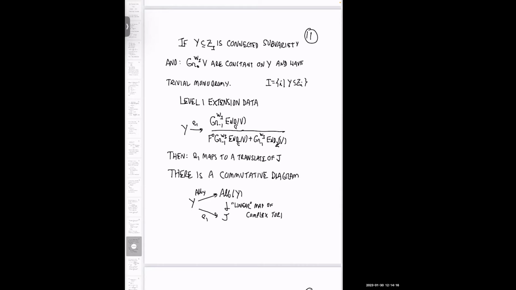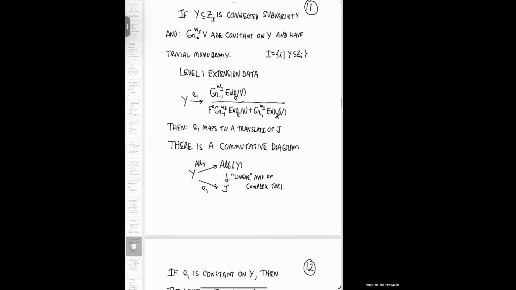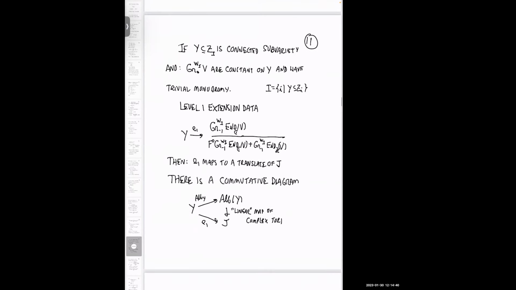And there's a commutative diagram that extends across any singularities. It factors through the Albanese map. So you have the Albanese map of Y, and then you just have what I'm calling a linear map of complex tori, just the obvious kind of map of complex tori that maps down to J. So this, of course, is very much using the fact we had a global family.